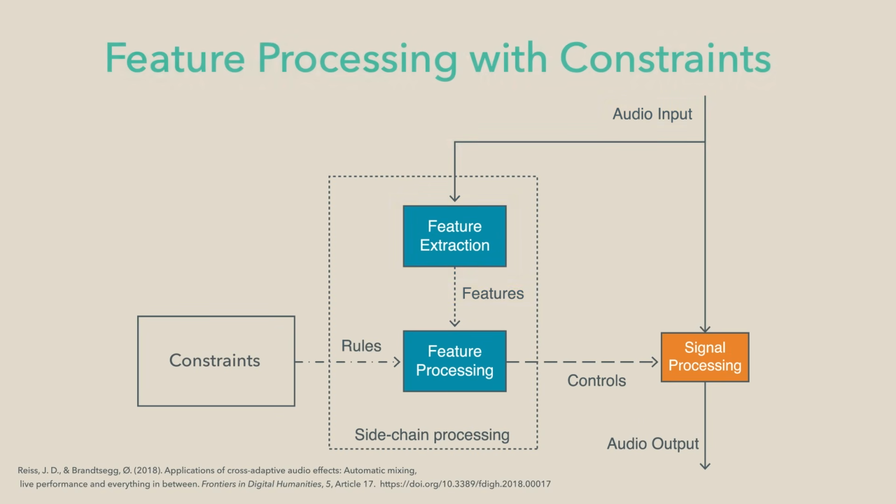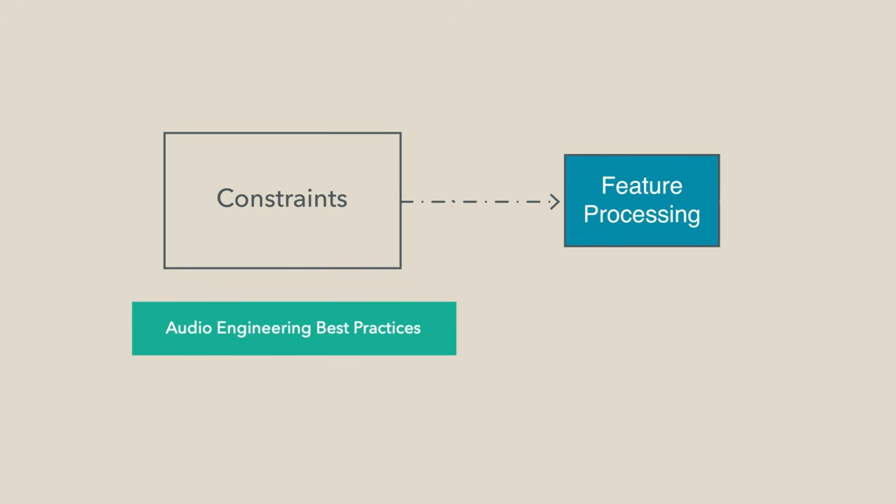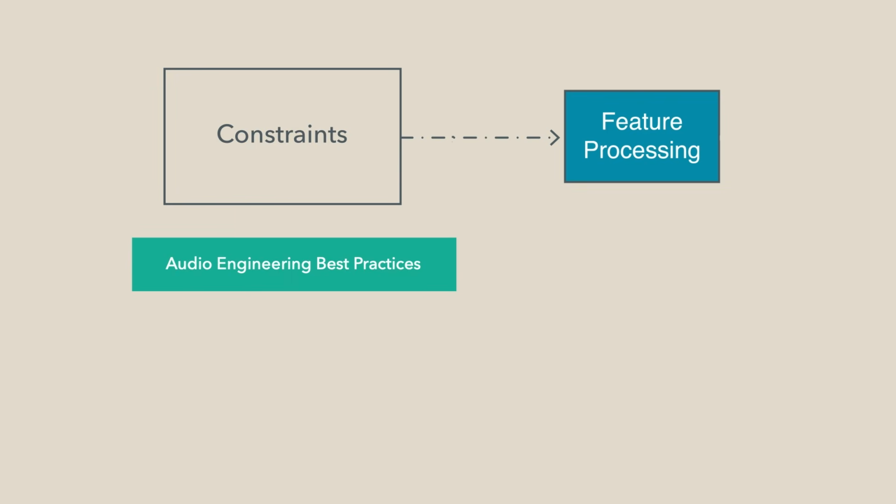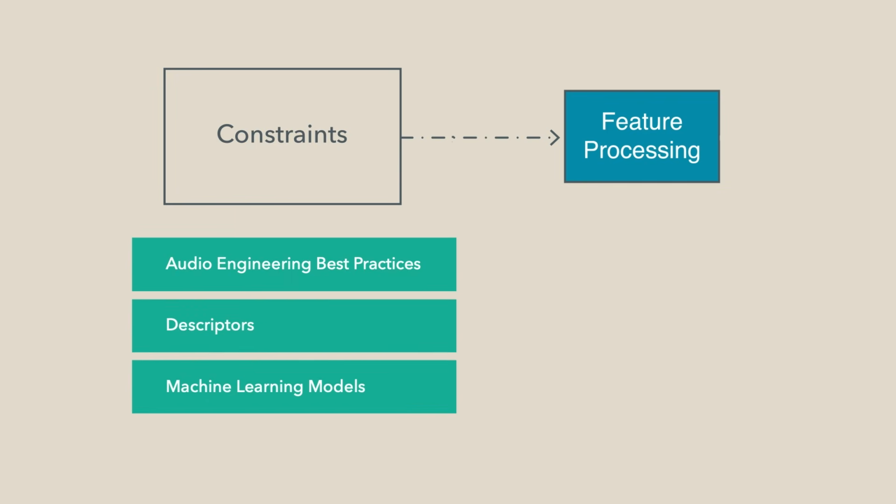In the second stage, feature processing, the system compares the extracted feature values from the raw audio with a set of predefined rules and constraints. To better understand what happens at this stage, let's review some of the most common constraints used in adaptive audio processors. These are audio engineering best practices, descriptors, machine learning models, and reference tracks.